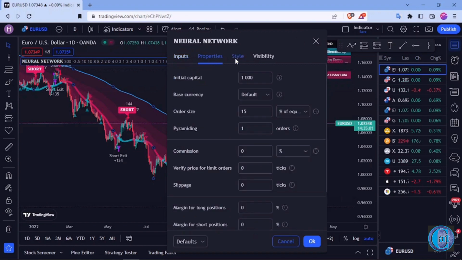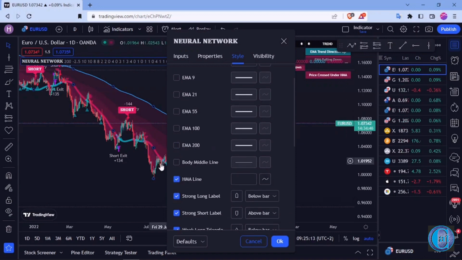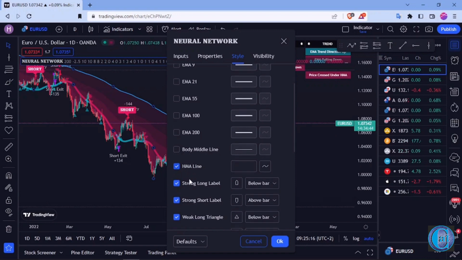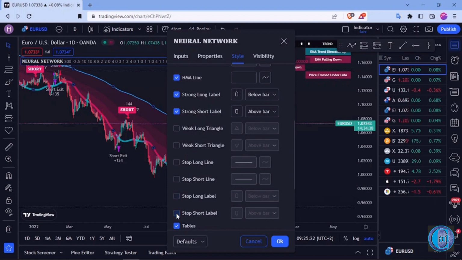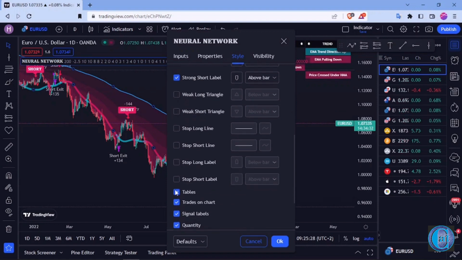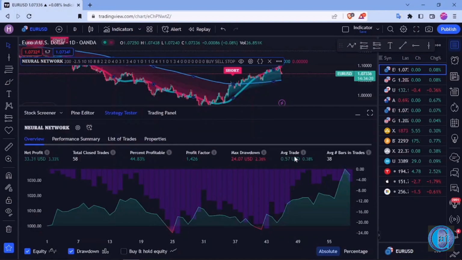Next, we are going to make a few adjustments to make the indicator easier to read on the chart. You will see that the neural network indicator has multiple different options. However, to keep the chart simplified, we are going to unselect everything except the 200 EMA, the HMA line, as well as the strong, short, and long labels. By selecting only the strong signals for this indicator, you will see that it has removed a lot of the noise from the indicator and makes it simpler to trade for beginners.